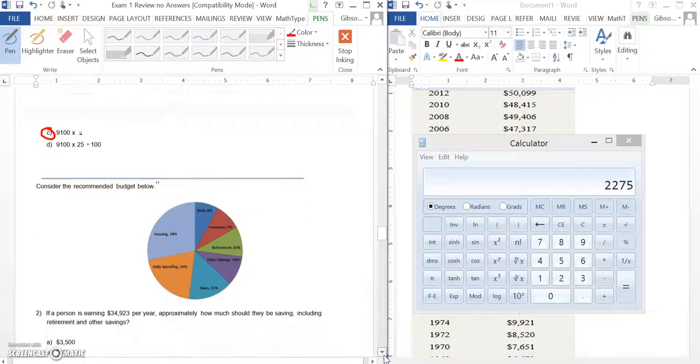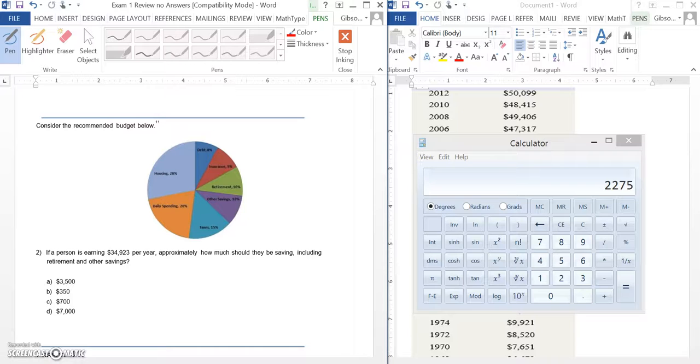Now, it says consider the recommended budget below. If you look here, we have our budget and a pie chart with the different percentages. It says if a person is earning $34,923 per year, approximately how much should they be saving, including retirement and other savings? So we look here, retirement is 10%, other savings is 10%. So we know that would give us 20% between the two savings vehicles here.